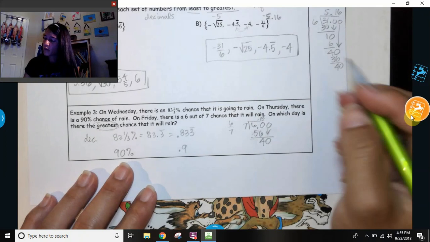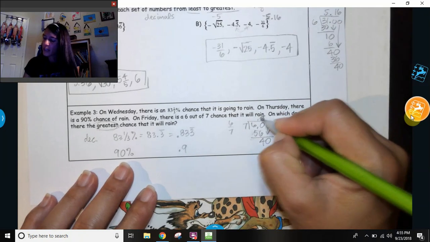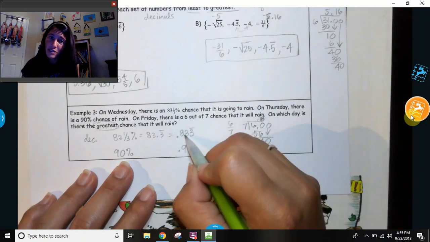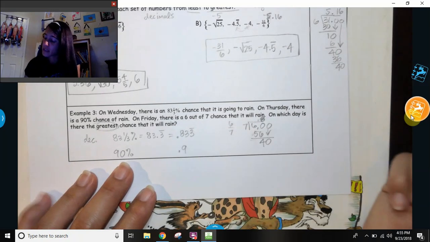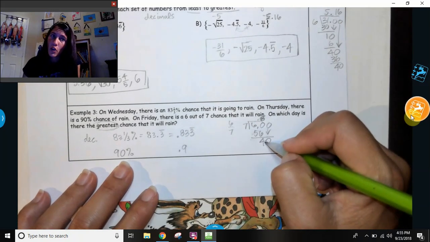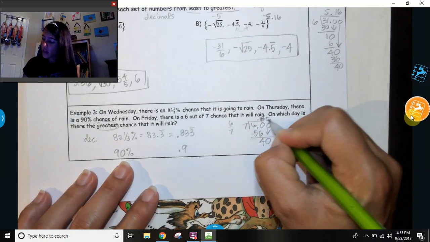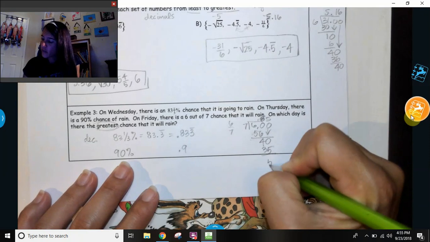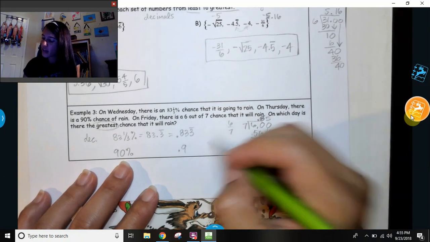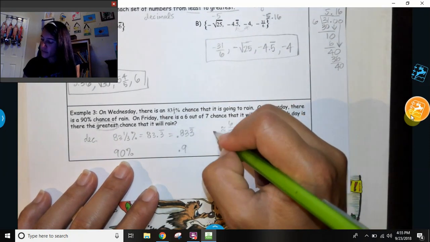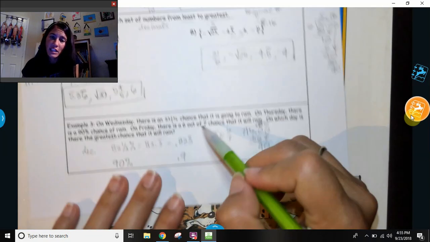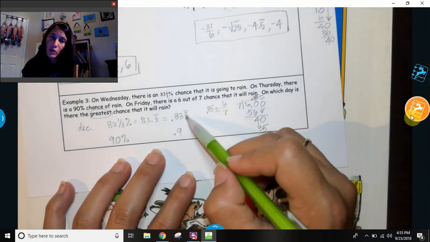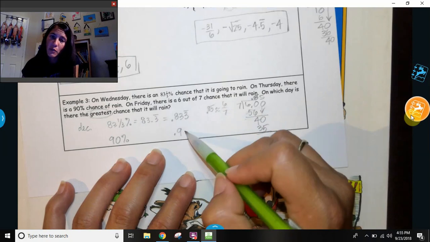Bring down your 0. Now, I cannot just stop at 0.8 because I already have a 0.8. So I need to see where this compares in the hundredths place. 7 will go into 45 5 times. That's 35. And we're left with 5. So I have 0.85. And I've done enough now that I can compare the decimals. I have 0.83 repeating, 0.85, and 0.9.